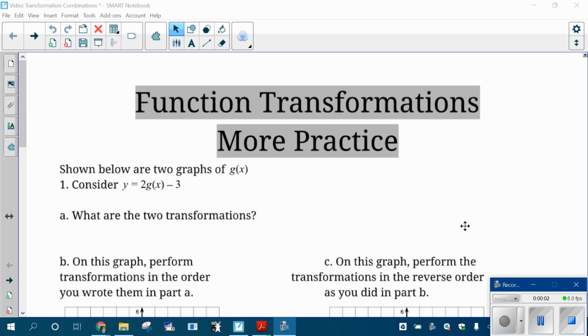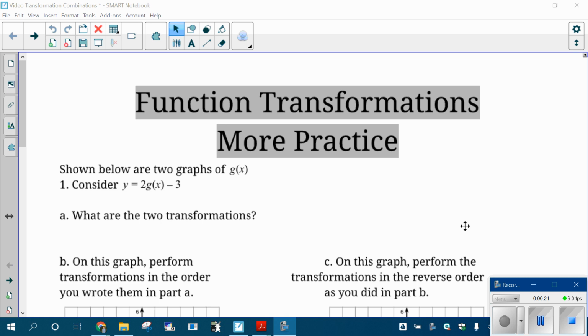Everybody, Mr. Covey here, and today we're going to be talking about something really important, which has to do with the order that you should perform transformations in. Okay, and this is something that's actually important. At first, kids are like, "That doesn't even matter. What are you talking about?"